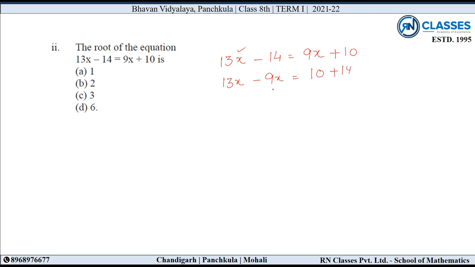So 13x minus 9x is 4x, comes out to be 24, and x is 24 by 4. Now answer is 6: 4 6s are 24. Answer is x is equal to 6. So our answer would be D part. Yeah, as simple as this.